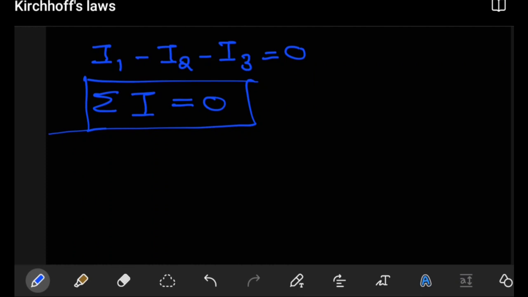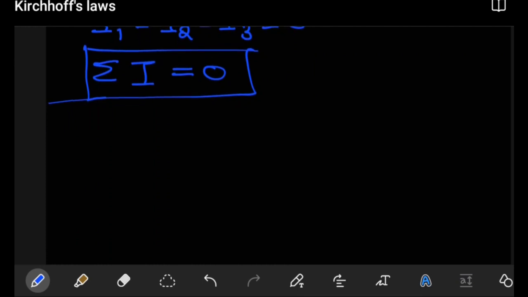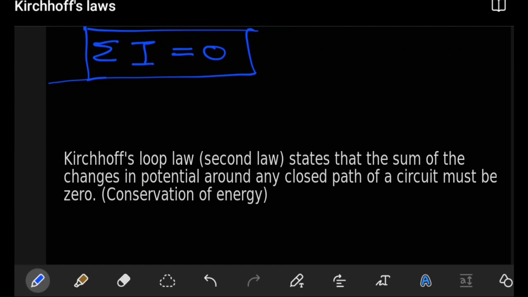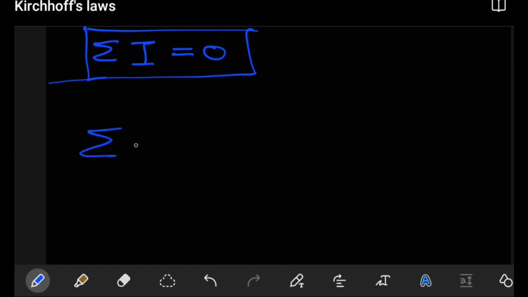In his second law, he now talks about the voltages, the potential changes around a closed circuit. What it states is that the sum of the changes in potential around any closed path of a circuit must be 0. So, mathematically put, this is what it says. The sum of the potential changes around a closed path of a circuit must be 0. So what does this imply? Well, for starters, this is just a statement of the conservation of energy.